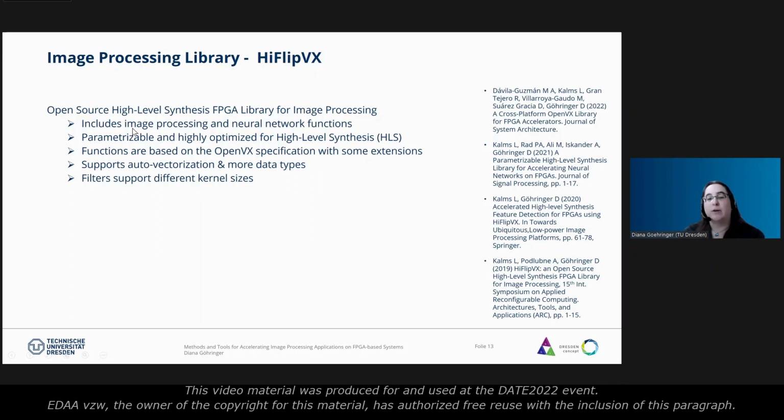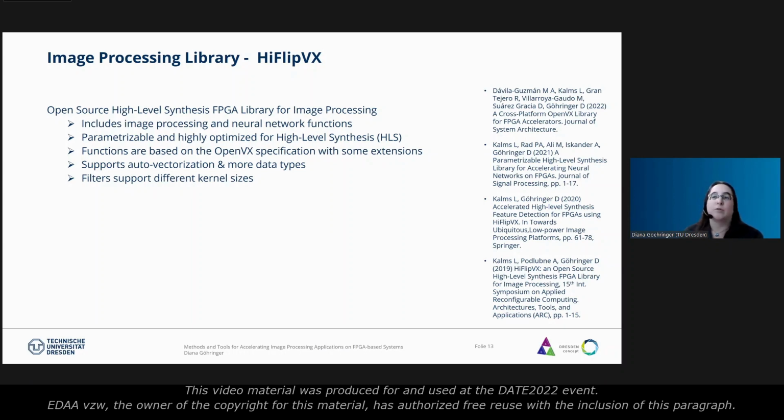It is very parameterizable. I will give some examples in the next slides, and it is also highly optimized for high-level synthesis. The functions are based on OpenVX with some extensions, because for some of our applications, like Akasi, we needed some special functions which were not part of OpenVX. It supports auto-vectorization and several data types. So you're not forced to only use 32 bits. You can also use 16-bit data types, for example.